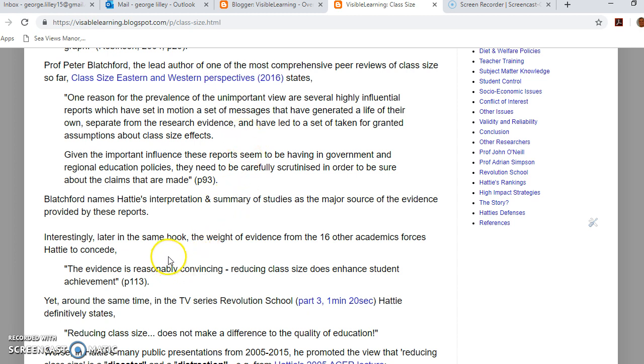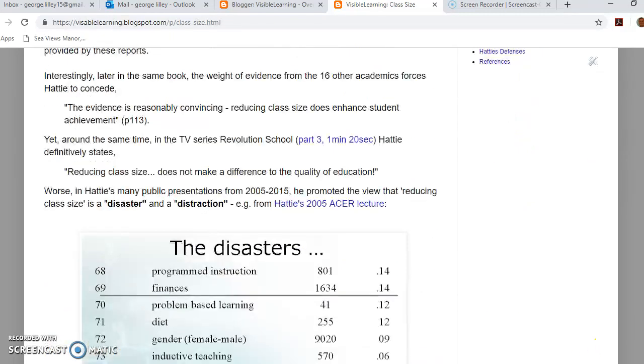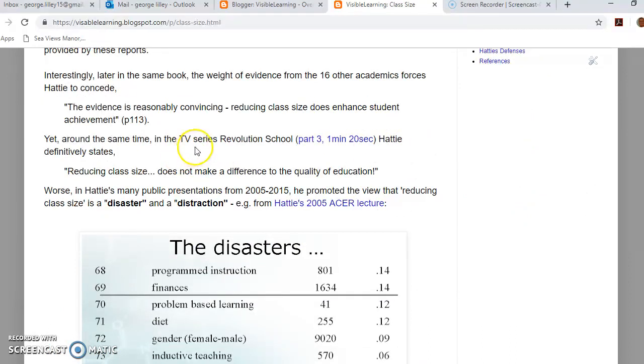Interestingly, later in the same book, Blatchford gives Hattie a chapter, and the weight of the evidence from the other 16 academics forces Hattie to concede the evidence is reasonably convincing, reducing class size does enhance student achievement. Yet around the same time, in about 2016, in the Australia-wide TV series Revolution School, looking at a school, with John Hattie as the education expert, Hattie makes the unequivocal claim that reducing class size does not make a difference to the quality of education, directly contradicting what he wrote in Blatchford's book.